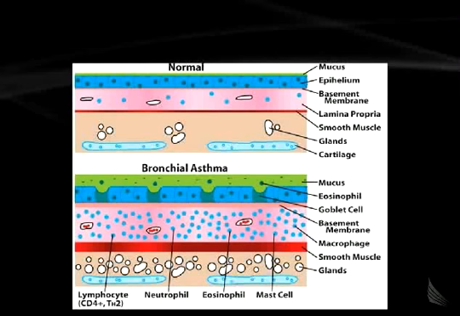This slide demonstrates normal mucosa versus bronchial asthma. Recognize that the mucus is increased with the bronchial asthmatic as well as increased eosinophils. Also of note, the lamina propria is very large with increased macrophages. Also, smooth muscle is increased versus the normal bronchus.